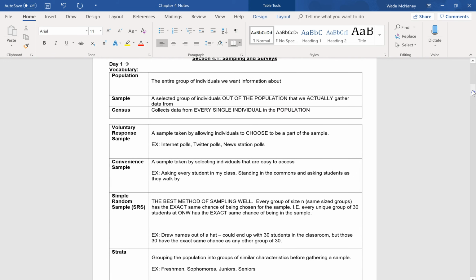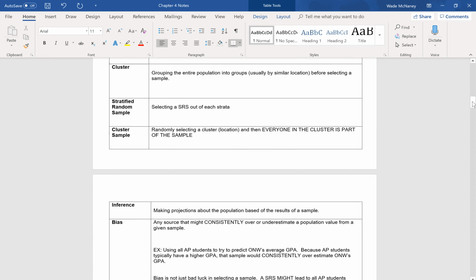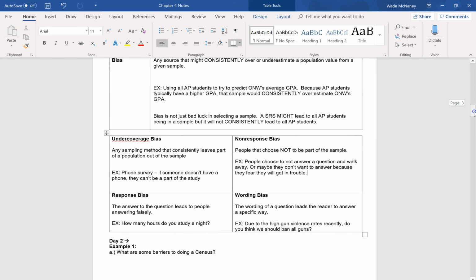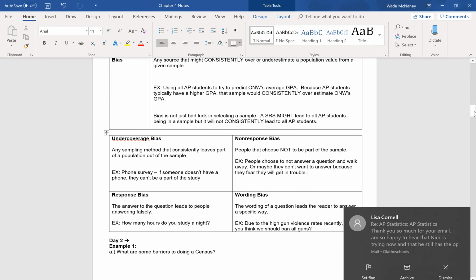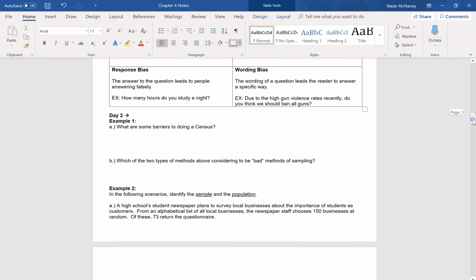So here are the first couple of vocabulary terms, and I'm going to scroll down here in just a minute. Again, if you need to pause and fill these out, you can. Otherwise, continue on to the examples. Scrolling here to the next set of vocabulary terms. And scrolling again. And now we're going to jump into these examples.